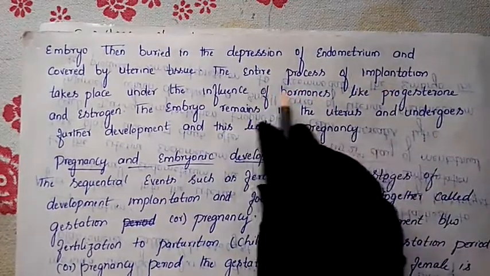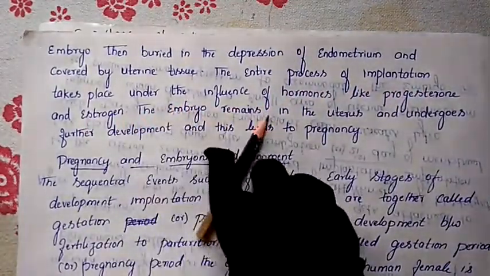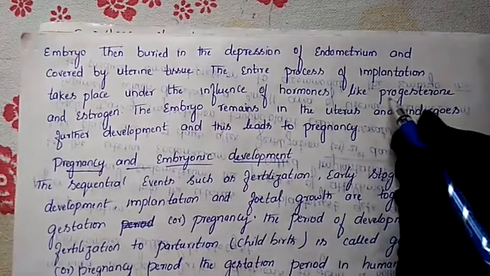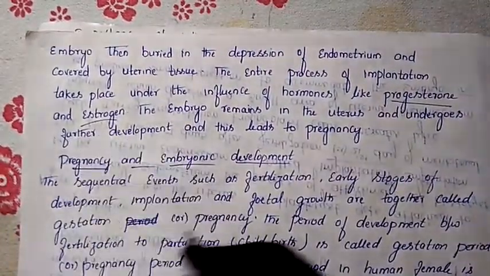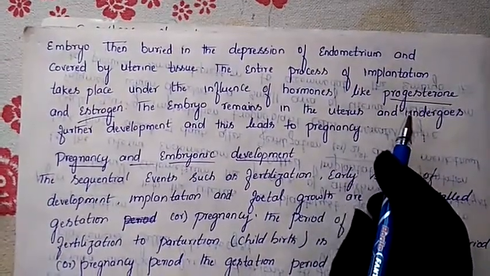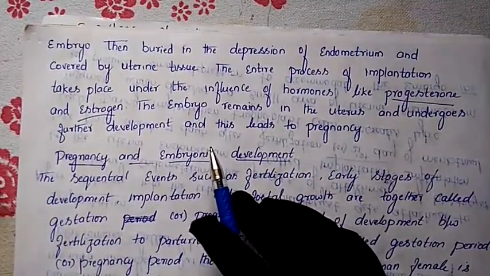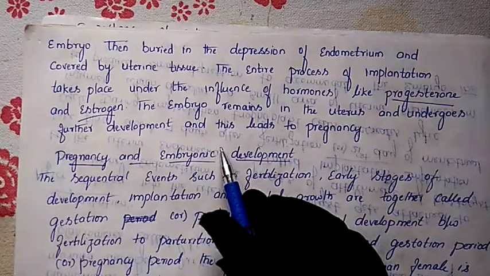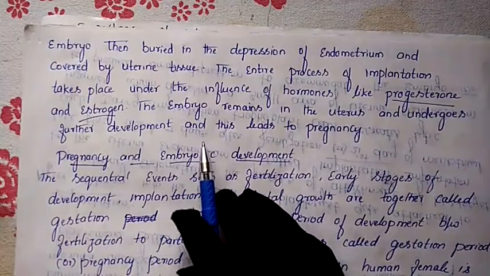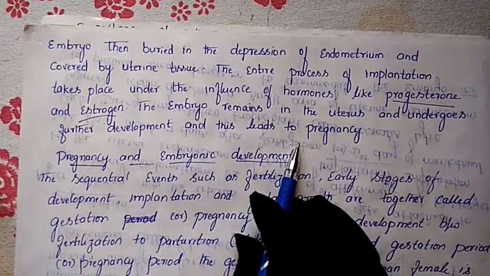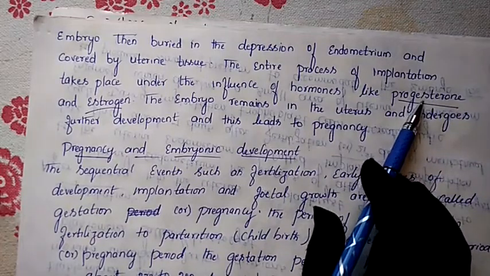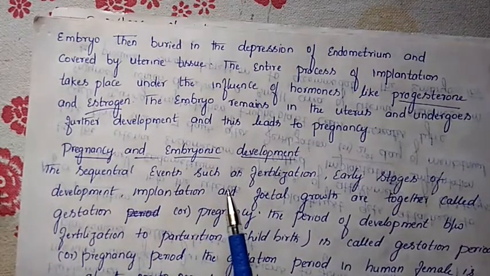The entire process of implantation takes place under the influence of hormones. Which hormones? Progesterone and estrogen. Due to these hormones, further development takes place. The embryo remains in the uterus and undergoes further development, which may lead to pregnancy, and all these changes are done by the progesterone and estrogen hormones.